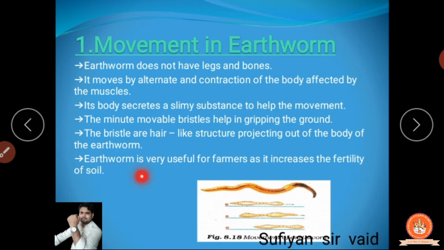Now earthworm is very useful for farmers as it increases the fertility of soil. This is the important thing, that earthworm is a friend of the farmer. They always fertilize the soil. How do they fertilize the soil? Earthworm eats the soil, and the things which are indigestible they throw out.